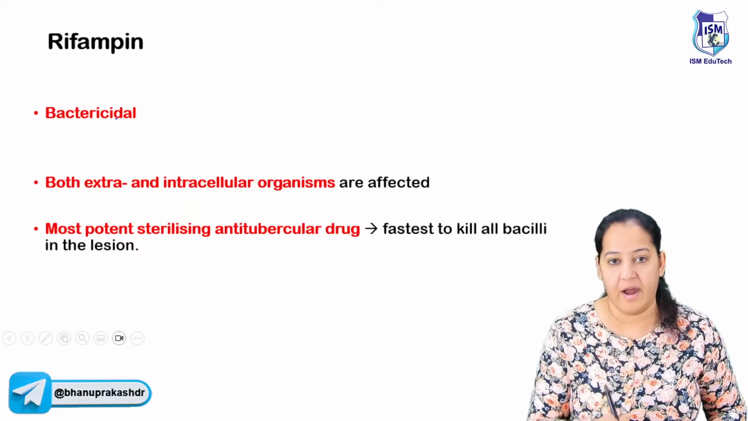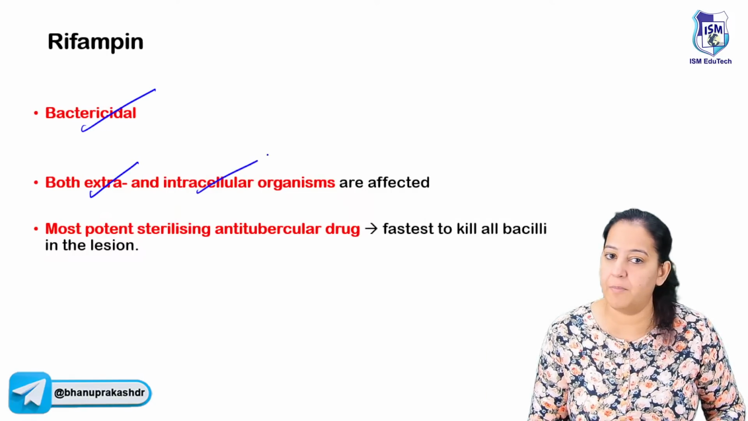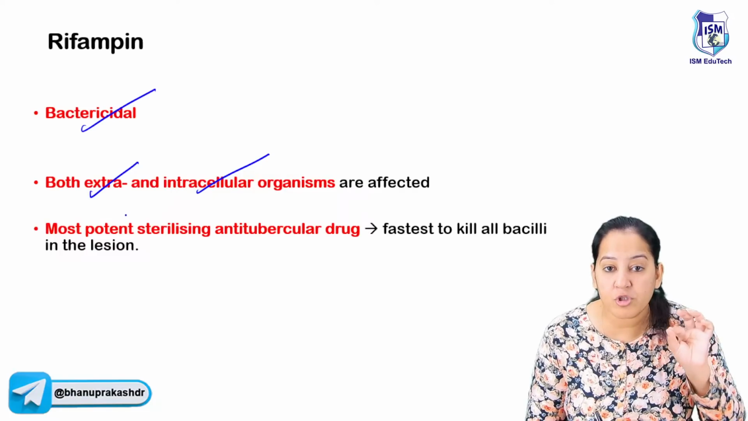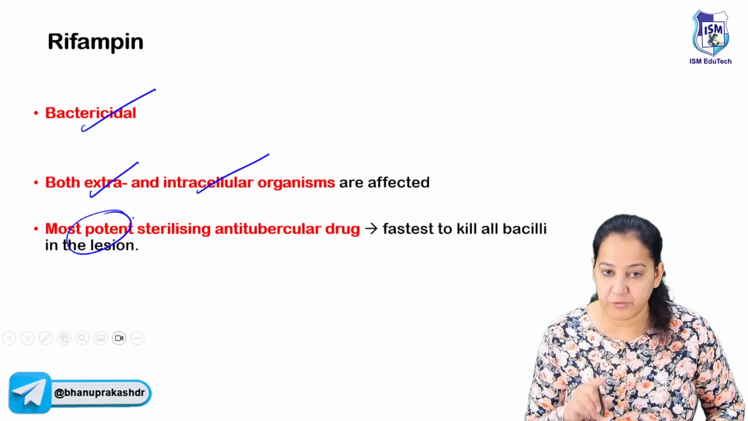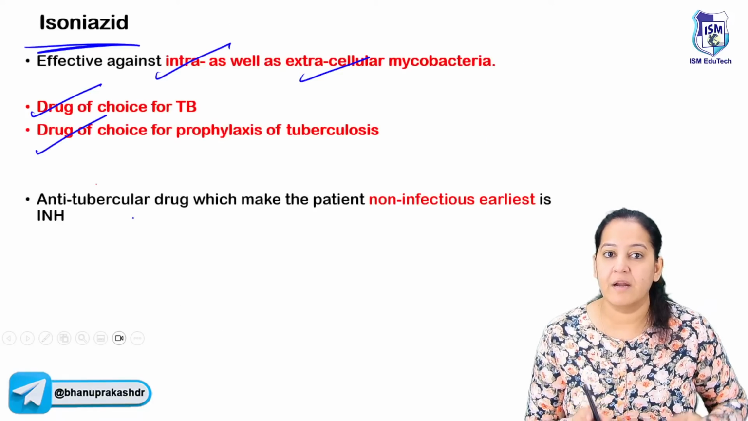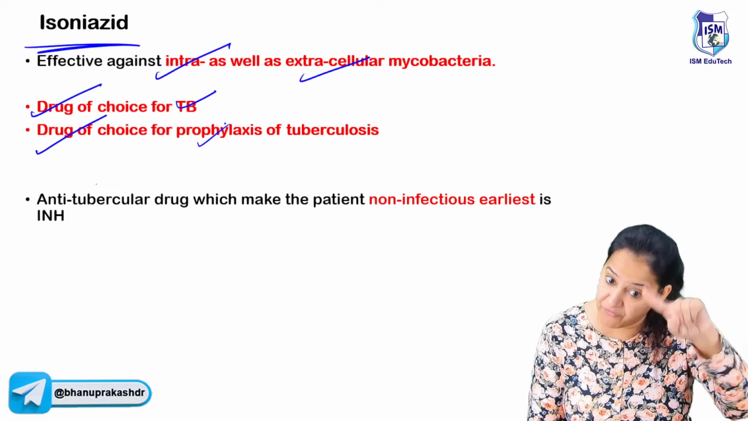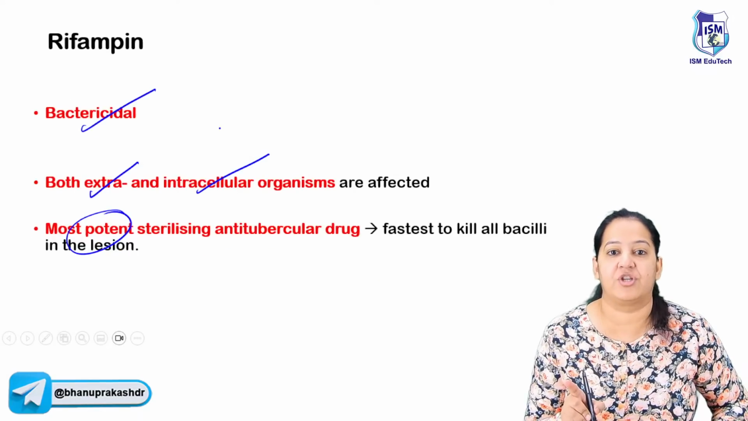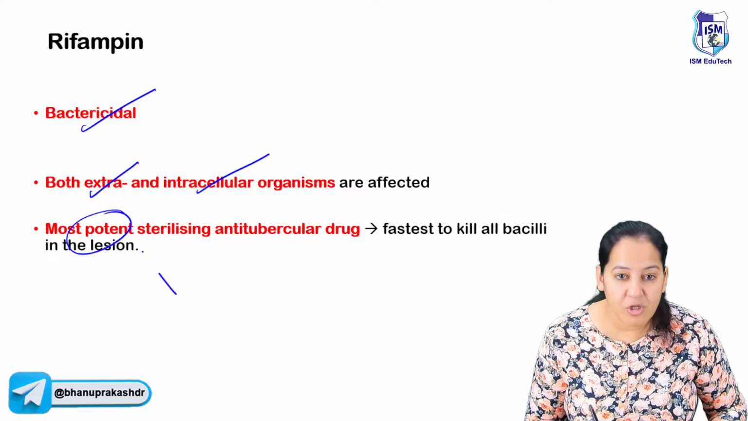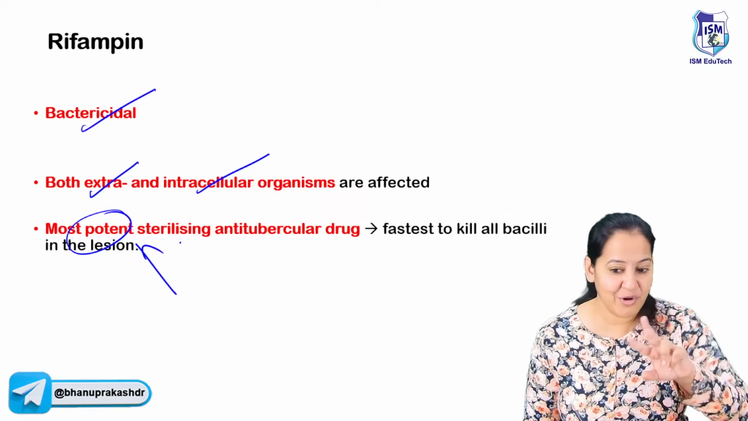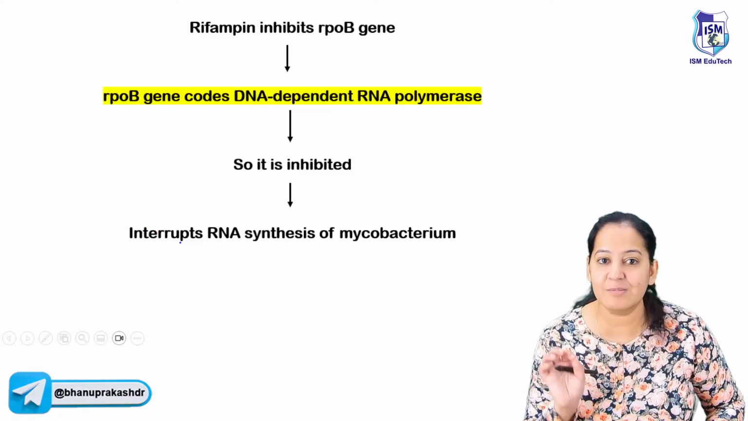Now coming on R. I told you it is also bactericidal. It also kills both intra and extra. It is the most potent among 5. So what is the drug of choice among 5? Drug of choice is H for TB treatment as well as prophylaxis of TB. But which is the most potent? The most potent among the 5 is R. So these are 2 different questions. Don't get confused.